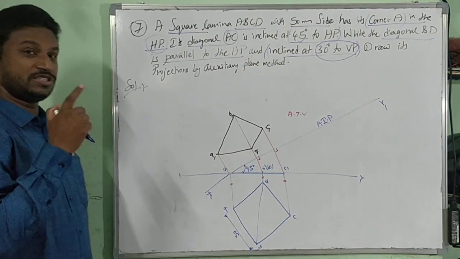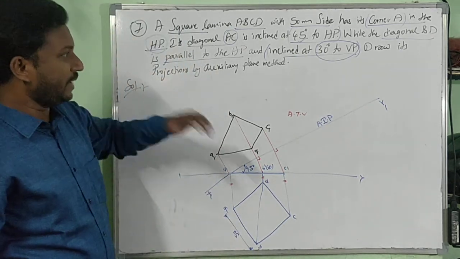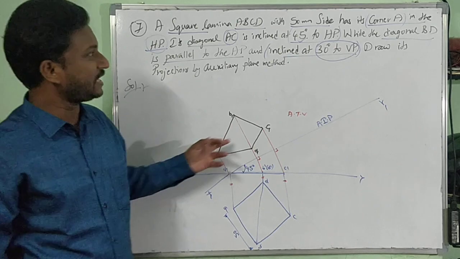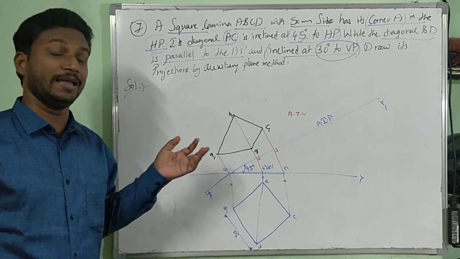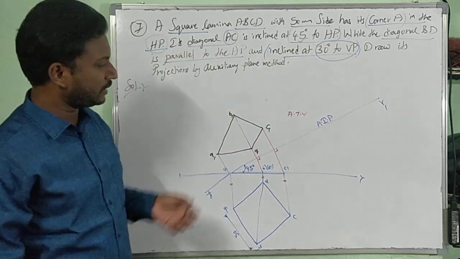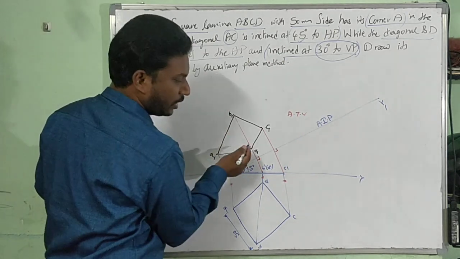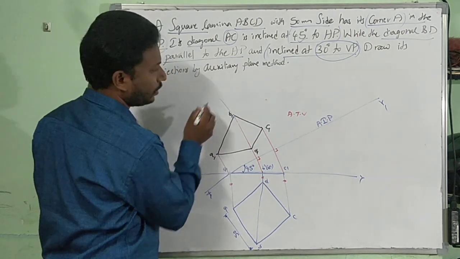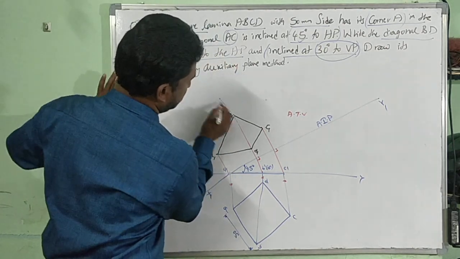Listen here, the same diagonal is not being inclined to both reference planes, right? If he mentioned in the question that diagonal AC is 45 degrees to HP, and again the same diagonal AC is inclined at 30 degrees to VP, then we are supposed to find the apparent angle beta as we found in the previous problem. But here he is mentioning another diagonal BD. Whatever line you have drawn for this BD, just extend it. Now for this, take a point, keep your protractor here and draw a 30 degrees line for this line.